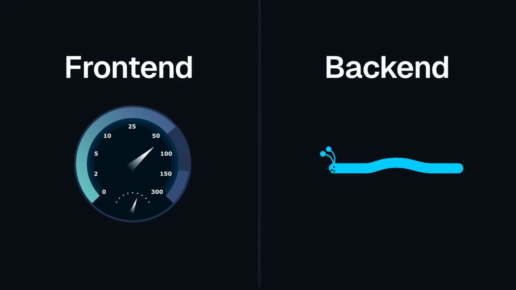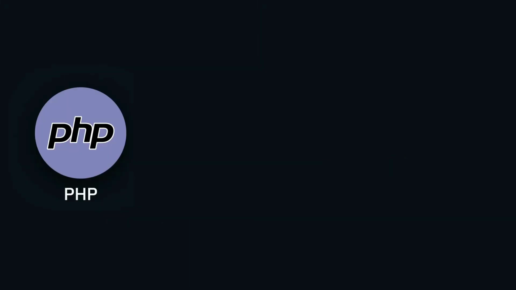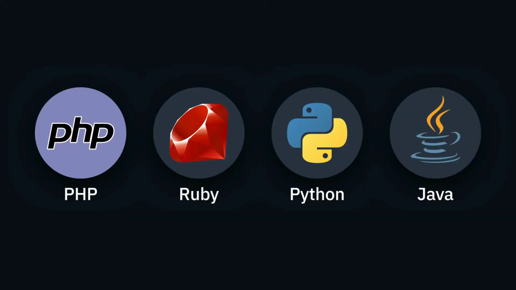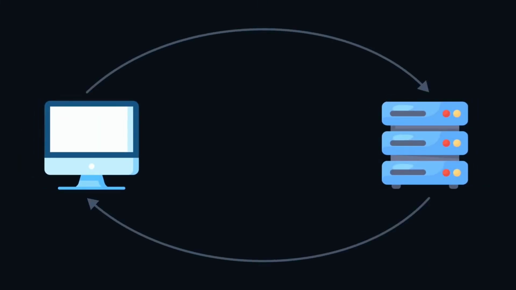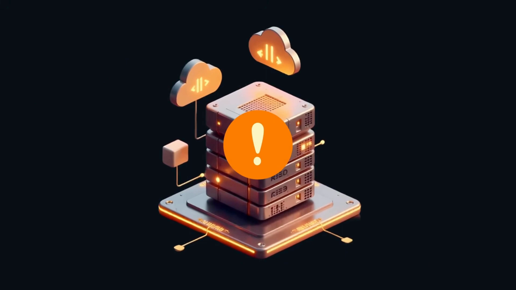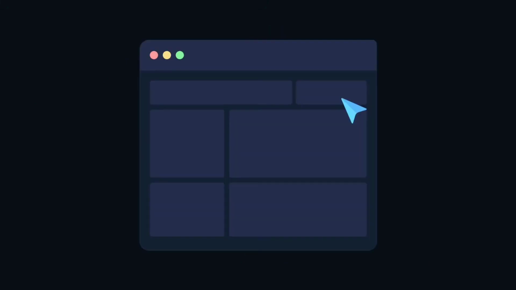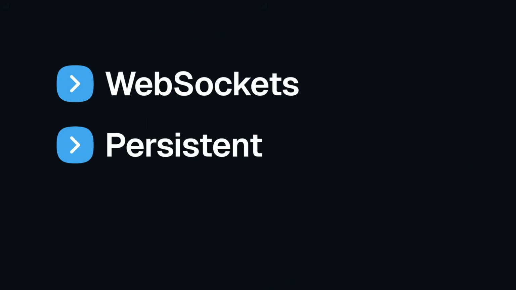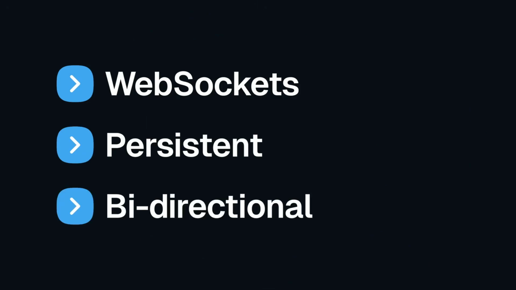The backend didn't. Languages like PHP, Ruby, Python, and Java powered the 2000s, but they were designed for a world of simple request-response pages. As soon as the web became more dynamic, traditional backends ran into major limitations. For example, real-time experiences require a persistent, two-way connection between client and server. This means WebSockets, persistent and bidirectional.